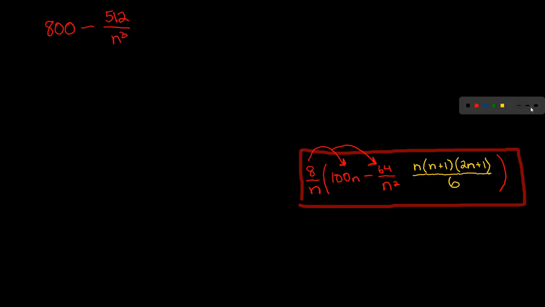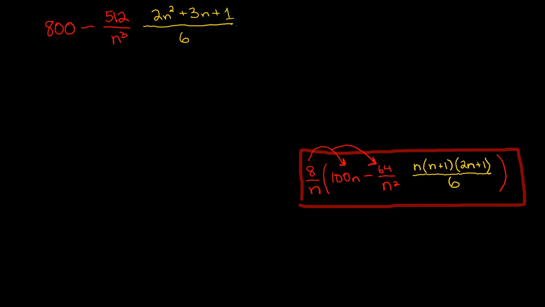And then we've got this yellow fraction here, and I'm going to go ahead and do FOIL in the numerator. So let's see here. So we're going to get n times 2n. That makes 2n squared. And then there's going to be an n times 1, and then a 2n times 1. So that makes a total of 3n. And then 1 times 1 makes 1.